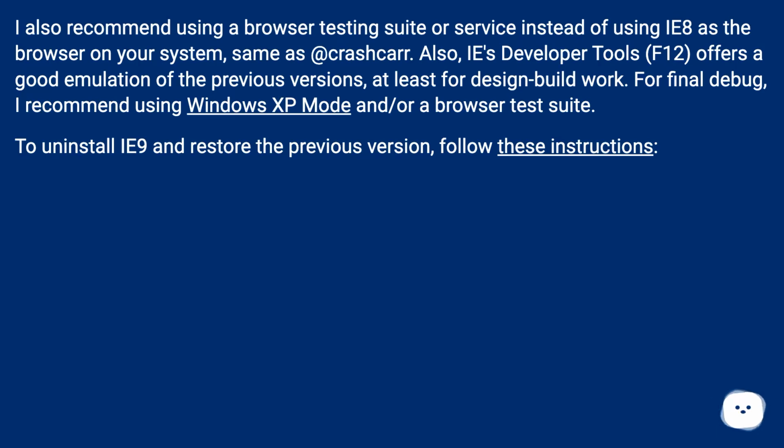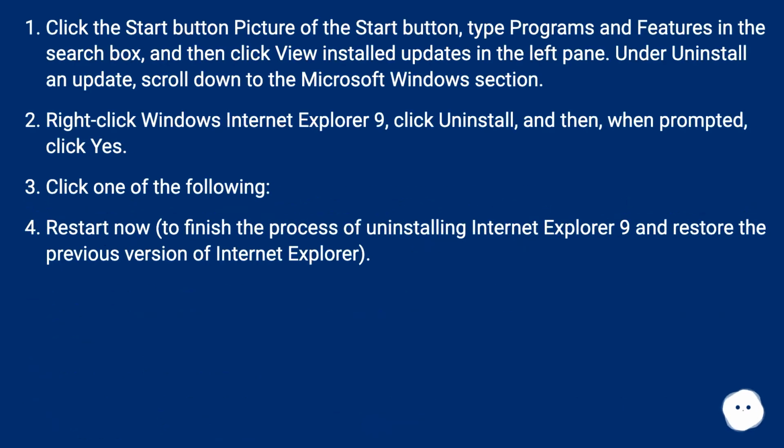To uninstall IE9 and restore the previous version, follow these instructions. Click the Start button, type programs and features in the search box, and then click View Installed Updates in the left pane. Under Uninstall an Update, scroll down to the Microsoft Windows section. Right-click Windows Internet Explorer 9, click Uninstall, and then, when prompted, click Yes. Click one of the following: Restart now, to finish the process of uninstalling Internet Explorer 9 and restore the previous version of Internet Explorer.